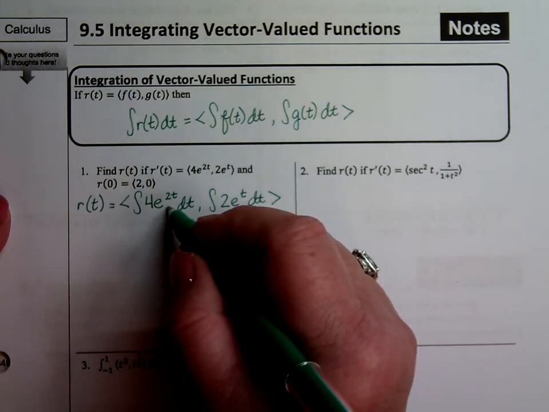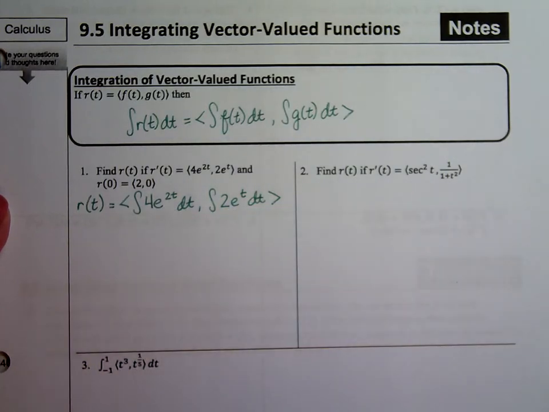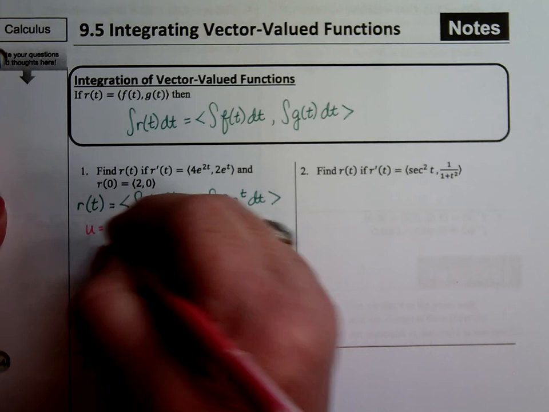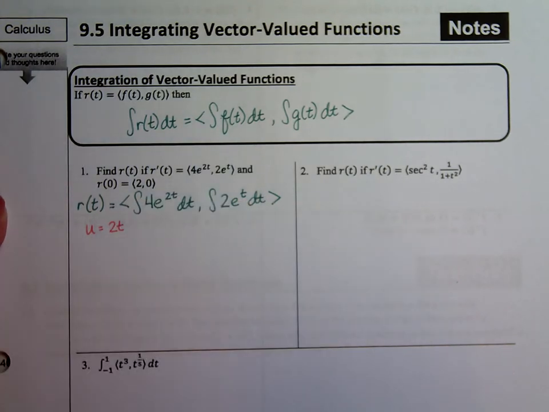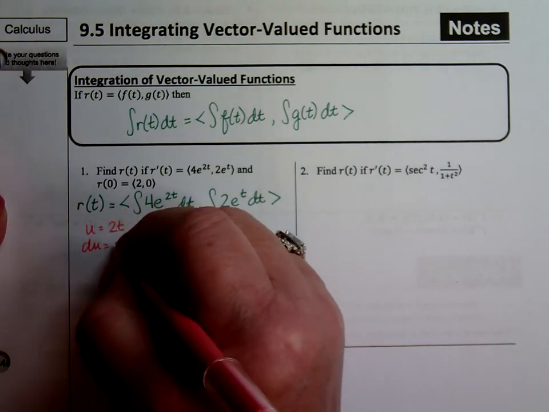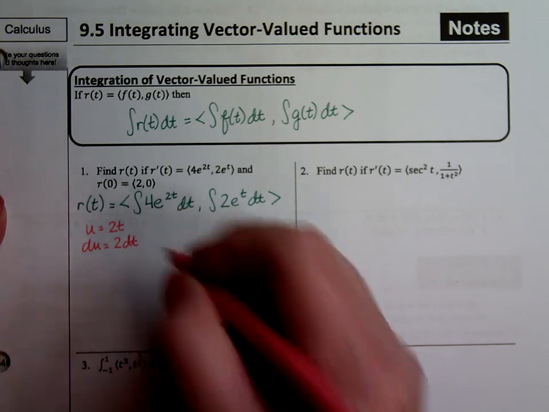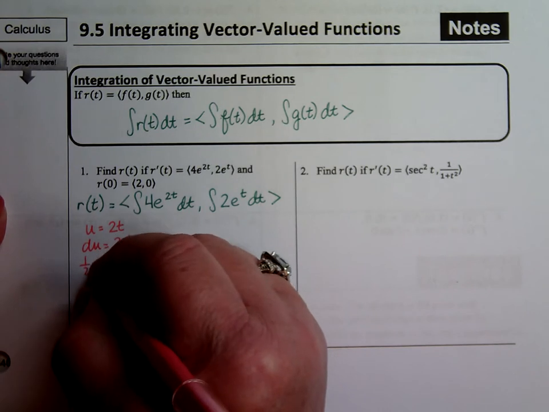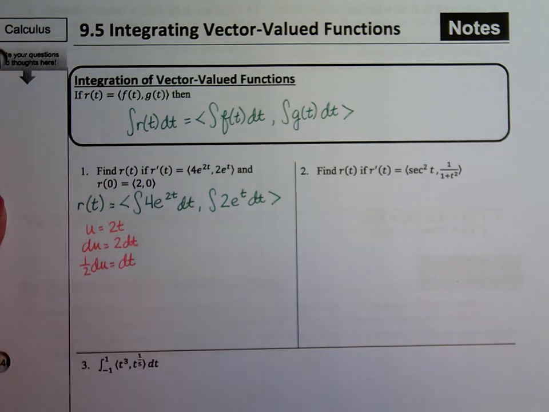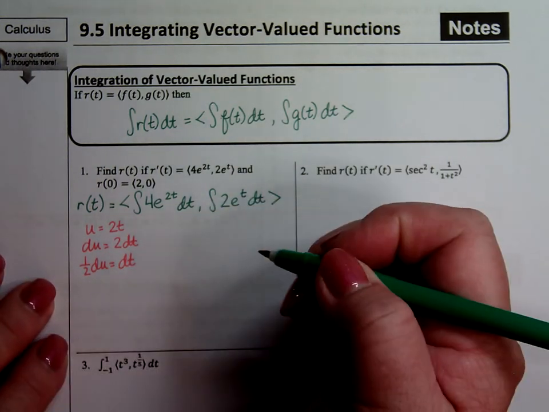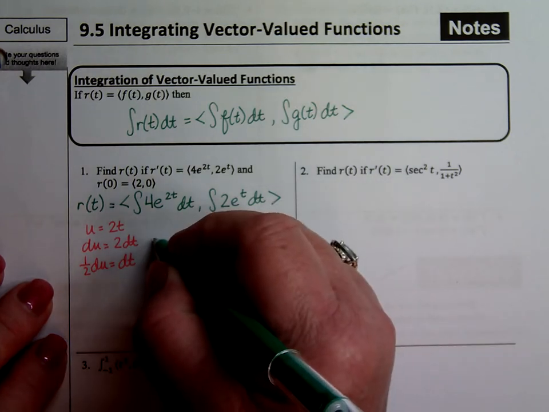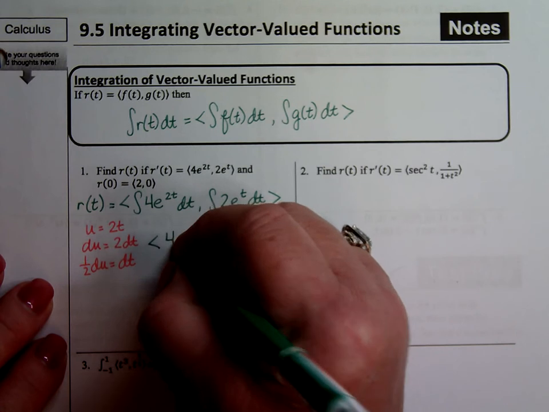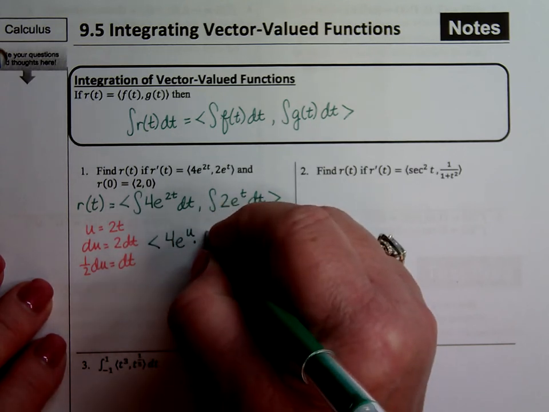All right, so let's see. If I take the integral of this piece here, this is going to be a u sub, and I'm going to have to let u equal 2t. It's the only way I can get that power down. All right, so if I let u equal 2t, then du equals 2 dt. And so if I'm looking at this, that means that 1/2 du equals dt. So if I put that back together into this, for this one, that's going to give me 4e to the u times 1/2 du.